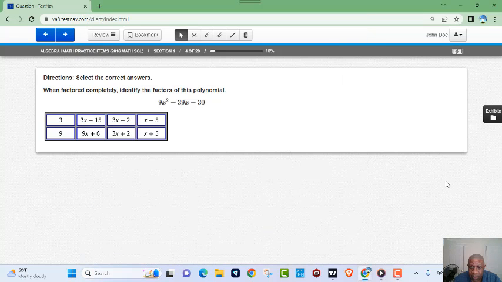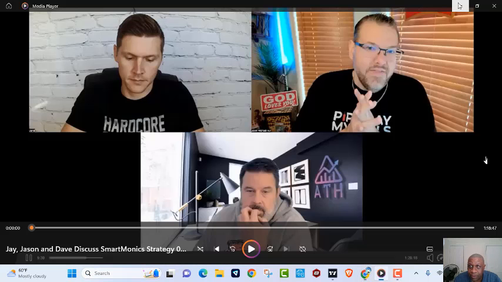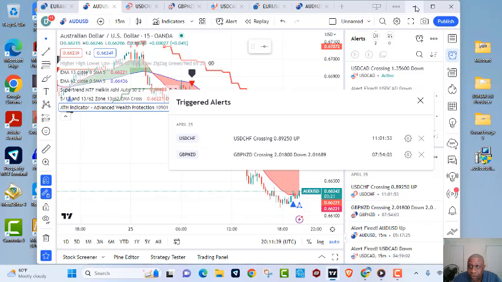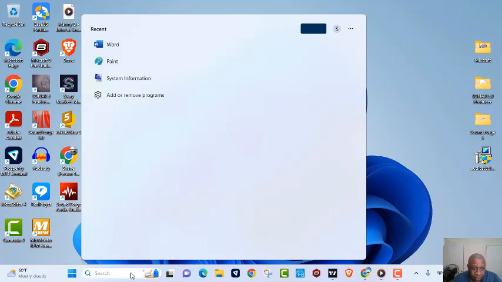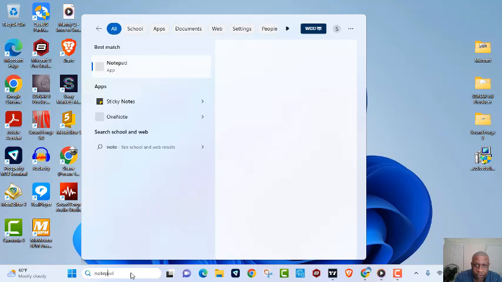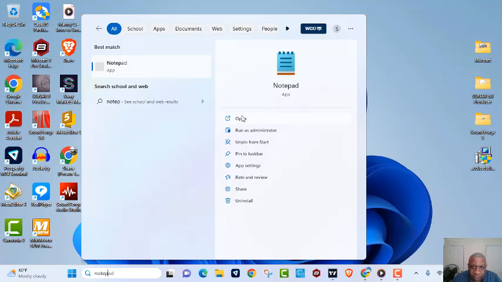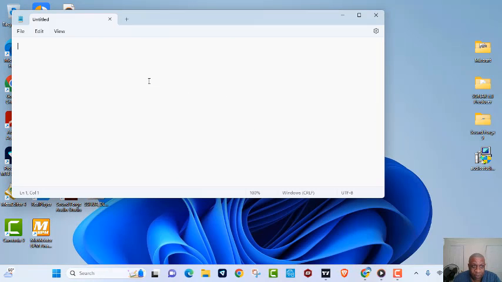Matter of fact, I'm going to show you something. I probably shouldn't show you, but do I have it on this computer? Oh, I don't have it on this computer. So never mind, I'm not going to be showing you anything here. Let me just pull up Notepad real quick so I can take some notes.